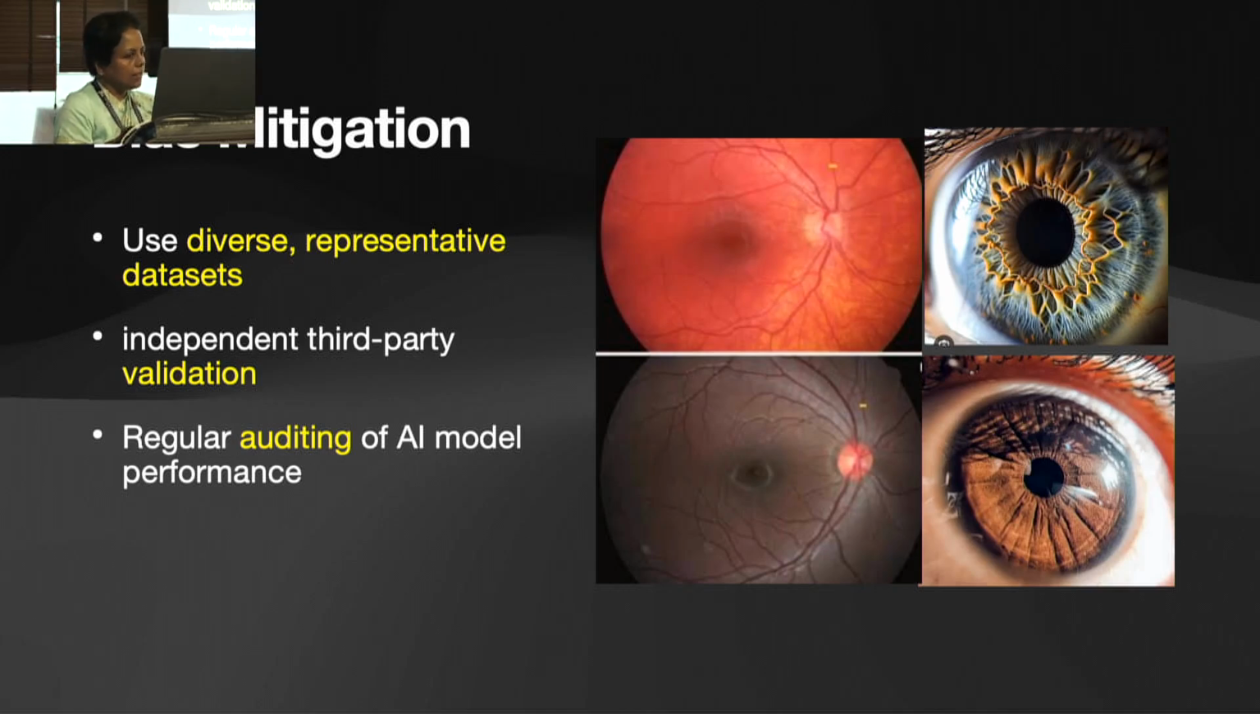Regular auditing is also important, because if you feed it only diabetic retinopathy pictures through hazy media, then over a period of time it can drift, and then AI can make mistakes.